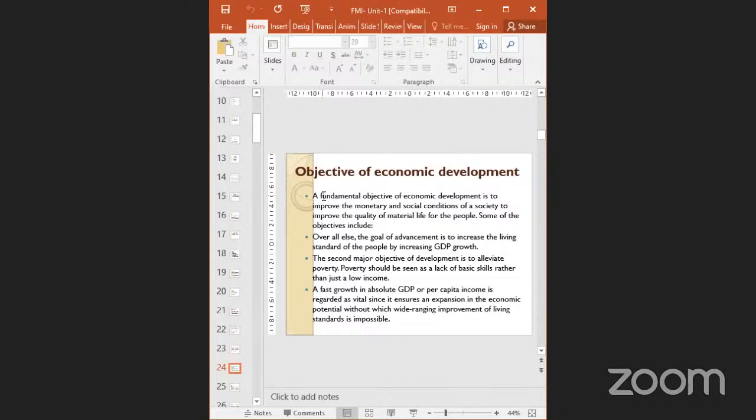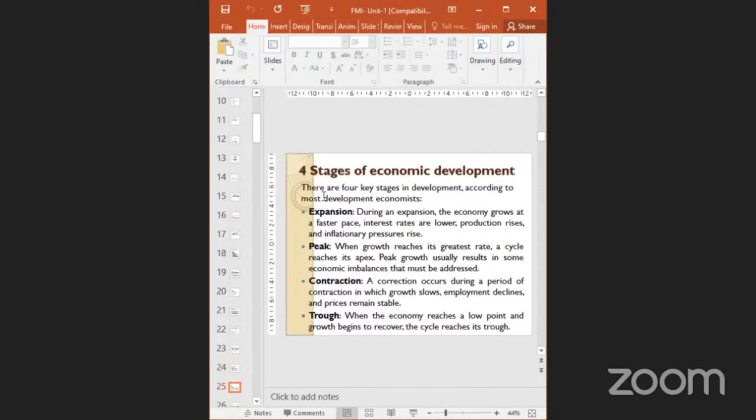Our last objective could be growth in absolute GDP and increase in per capita income, with regard to the expansion of economic potentiality; without any wide-ranging improvement, a better living standard is impossible. That means if the per capita income increases in regard to the economic expansion, then economic development certainly happens. So this is what we are talking about, economic development.